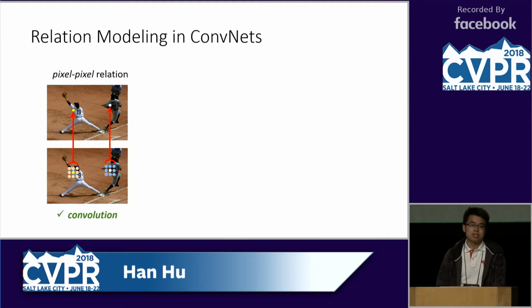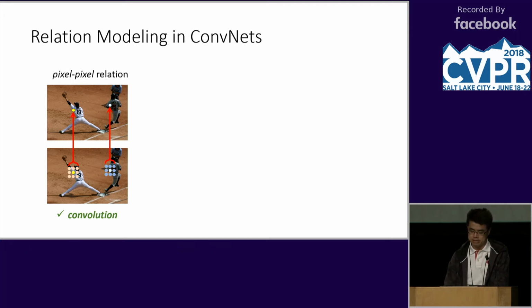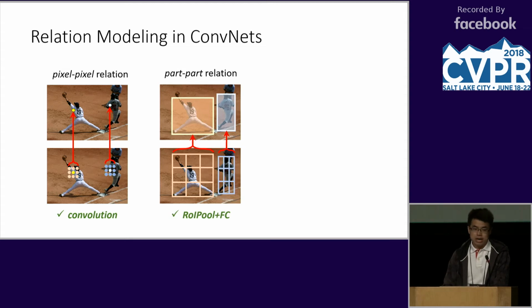In the past few years, convolutional neural networks have been used almost everywhere in computer vision, for both high-level and low-level visual tasks. Basically, convolutional neural networks try to model relation between elements of different levels. For example, the convolution layer models relation between neighboring pixels. For another example, the RoI pooling plus fully connected layer models relation between nearby region patches. These two layers are so widely used in various visual tasks. It's hard to imagine a vision world without these two layers.